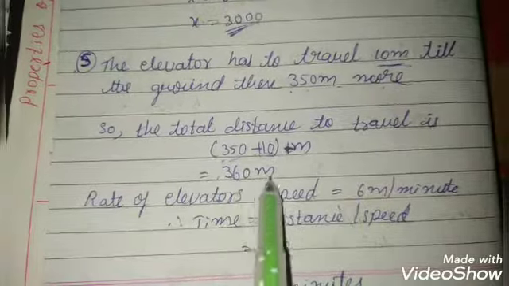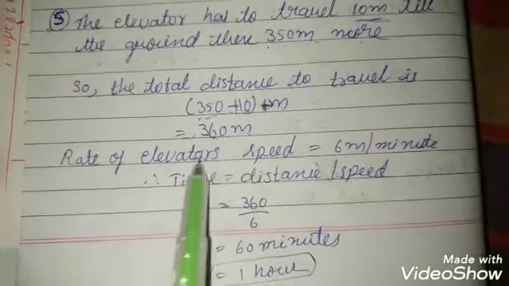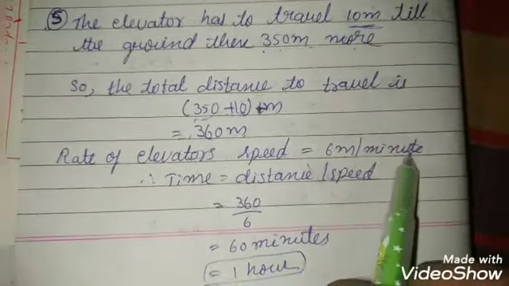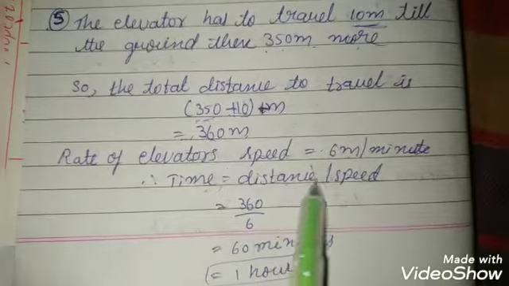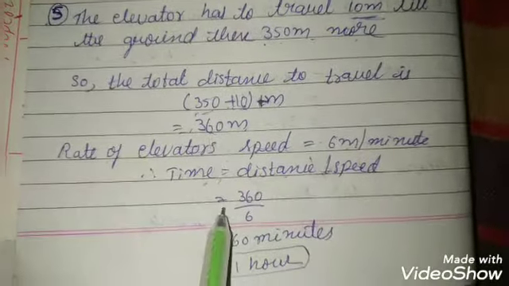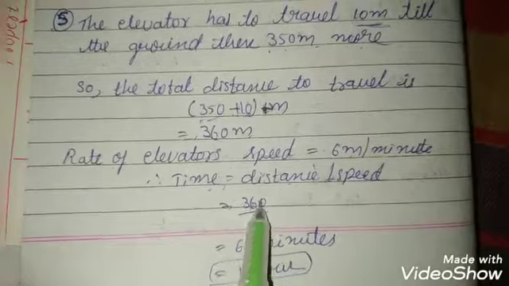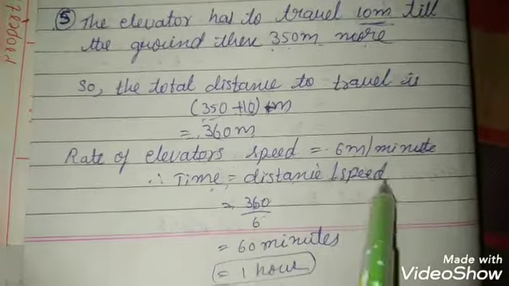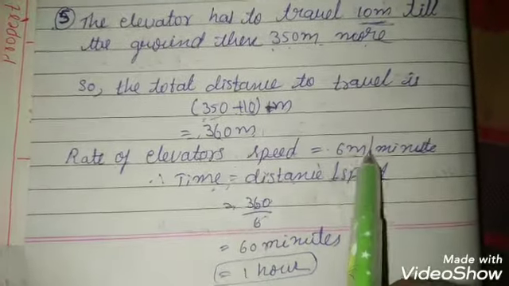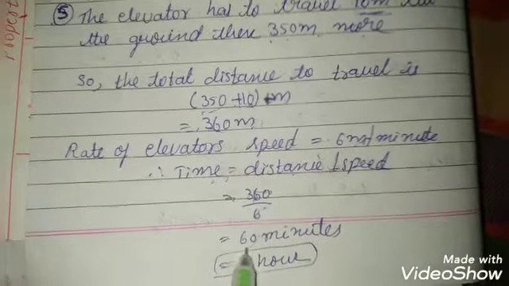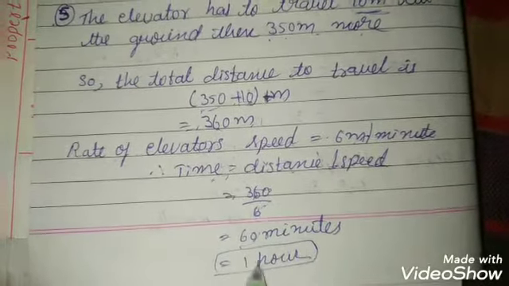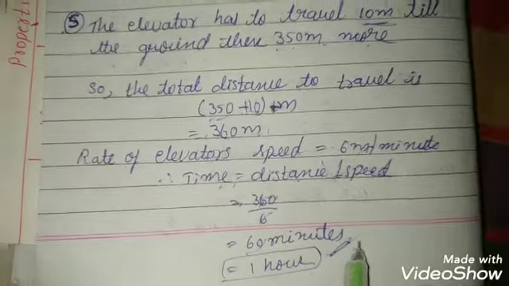So 360 meters. The rate of elevator speed is 6 meters per minute. Time is equal to distance by speed, you know that. So distance is equal to 360, speed is equal to 6 meters. So 360 by 6 is equal to 60 minutes. 60 minutes means 1 hour.